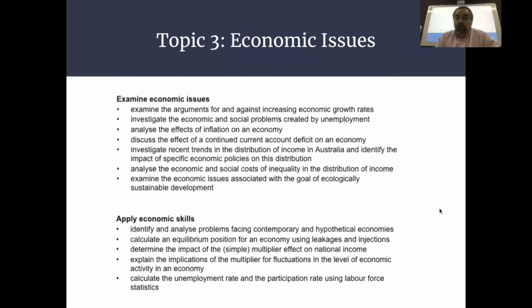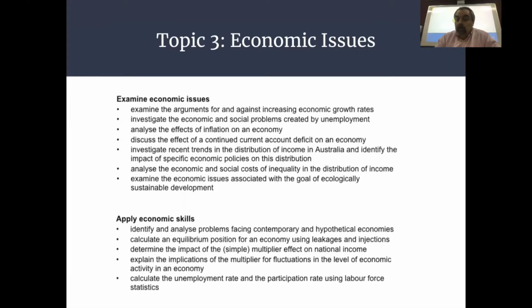Topic 3 is economic issues. So we've already spoken a bit about the issues already, and this particular topic looks in detail at those 6 specific economic issues. So the Learn To looks at arguments for and against increasing economic growth rates. The second dot point there, social and economic problems created by unemployment, being able to look at the effects of inflation on the economy, discuss the effect of continued current account deficit on an economy. So that's an issue around external stability, that's why it's sitting there.